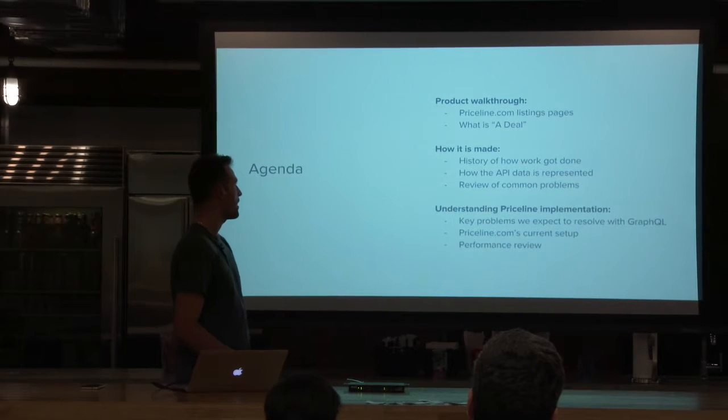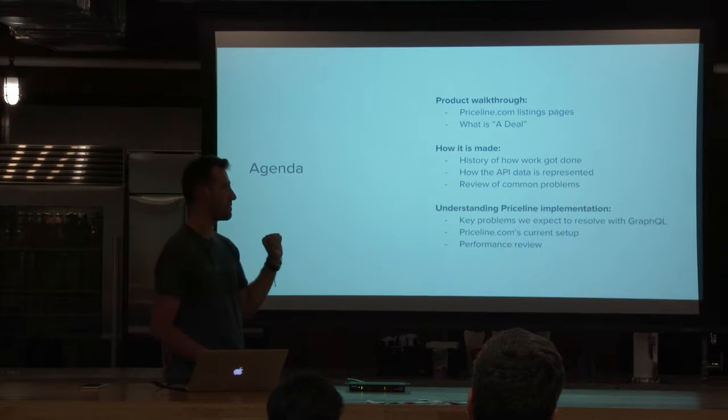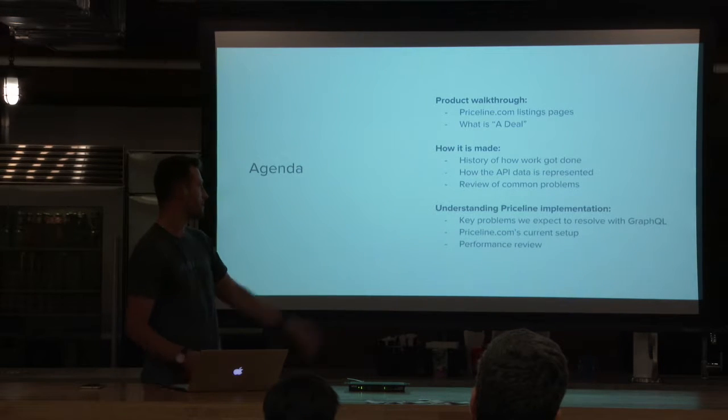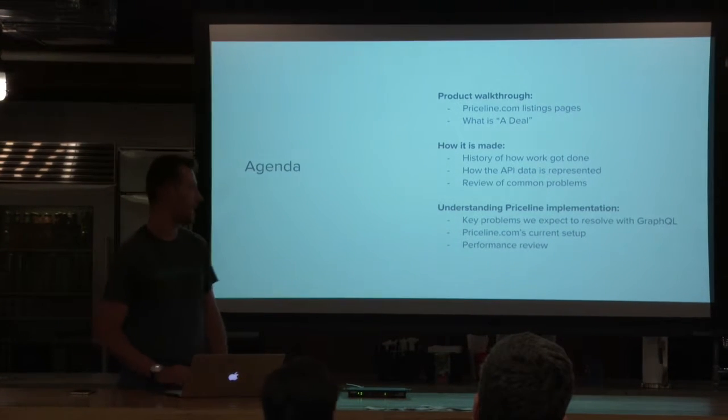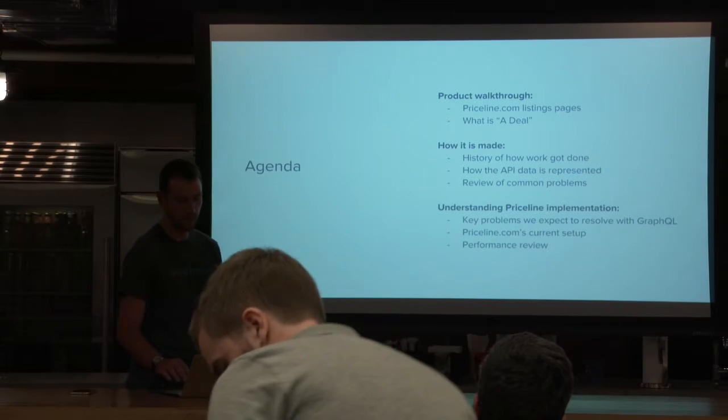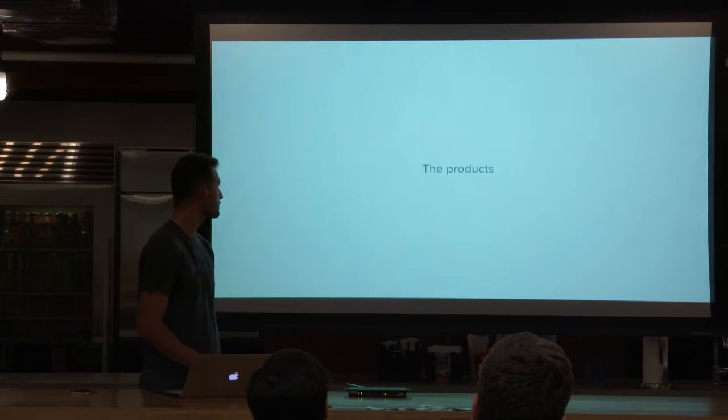And I'm going to show you some representation of our API data and some problems we're trying to solve. Later, we'll talk about our implementation at Priceline and our current setup, and then talk about performance a little bit, because I know that's super important to everybody.